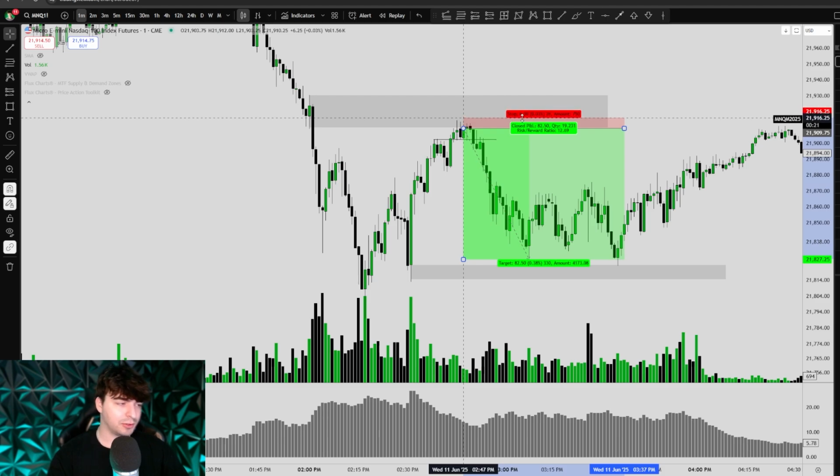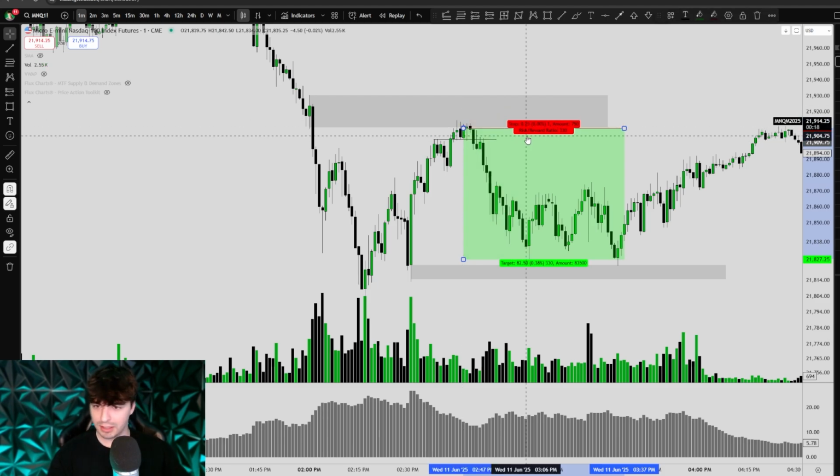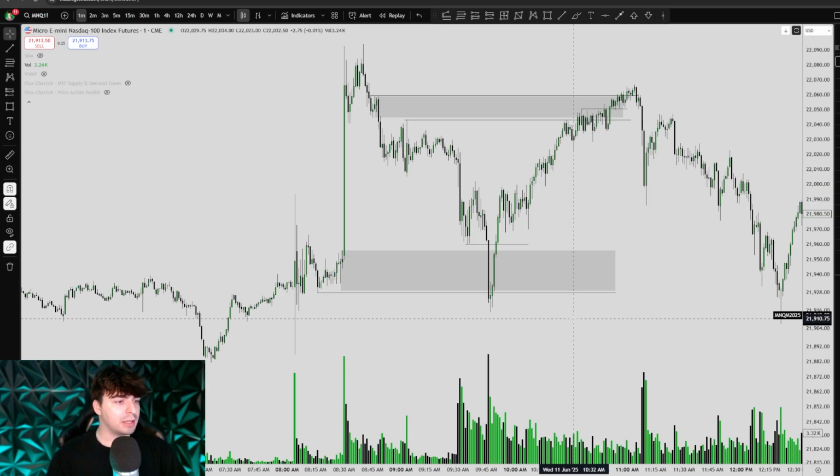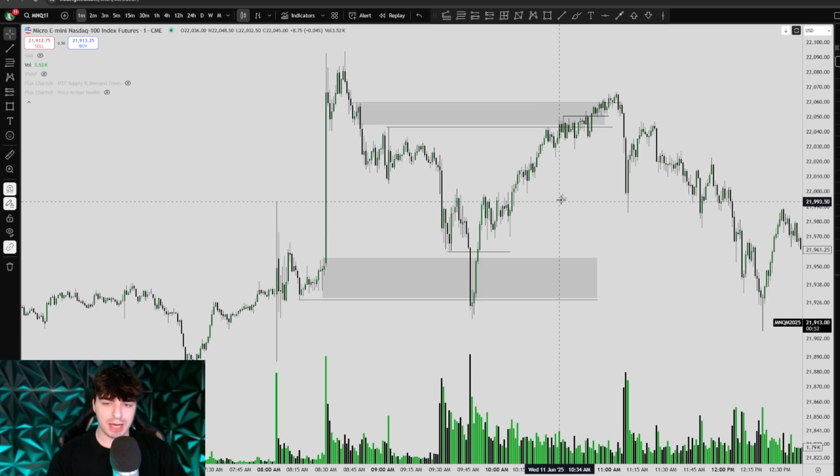Right now you've got a 1:2 risk to reward trade, and then eventually if you go to break even, you have a risk-free trade, right? All right, now let's take a look at some more examples. This is our last example before we go into the live trades, okay?